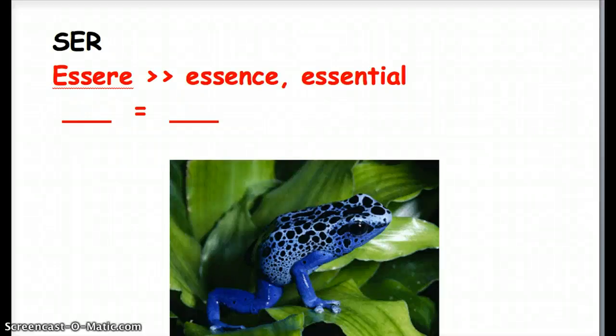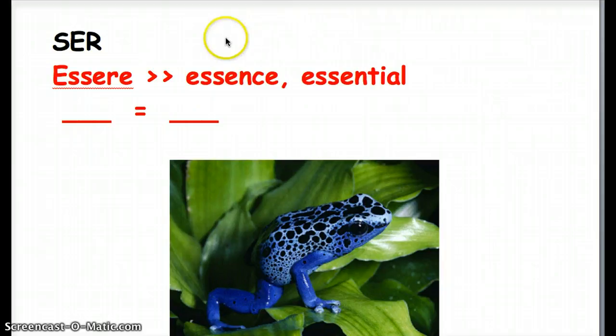The verbs ser and estar are the two verbs that mean to be in Spanish. It is sometimes confusing for us English speakers of Spanish to know which to use since we only have one verb that means to be in English. I am, you are, he or she is, we are, you guys are, and they are.